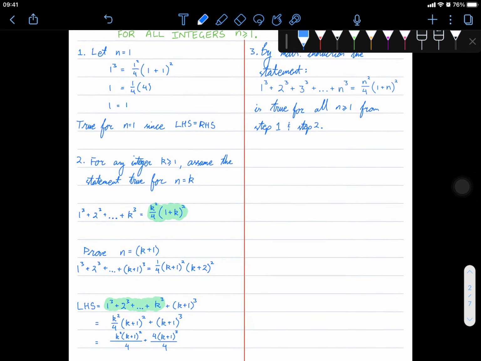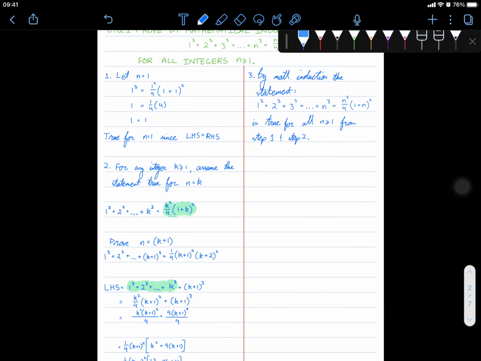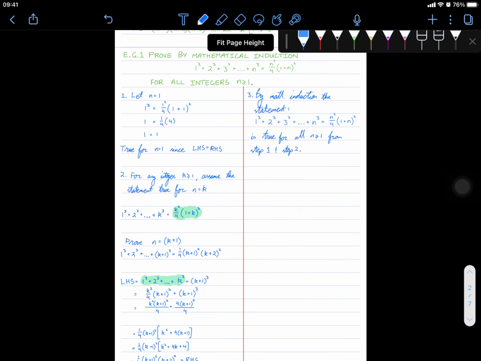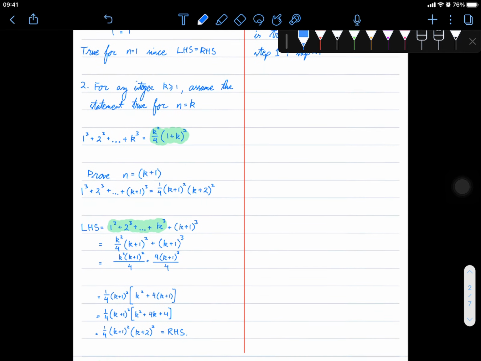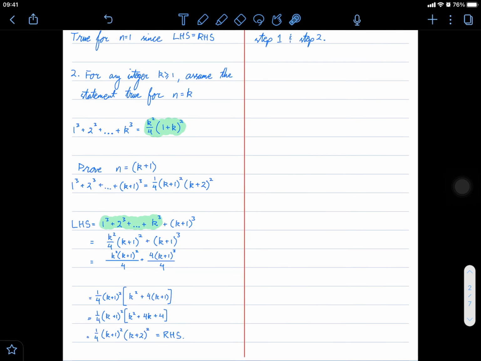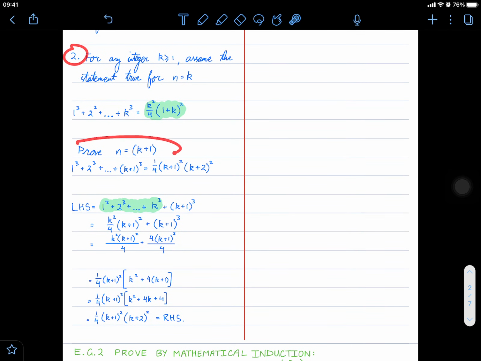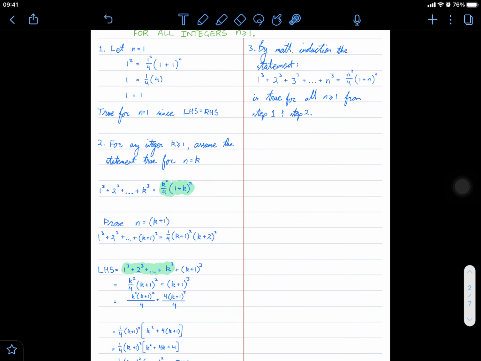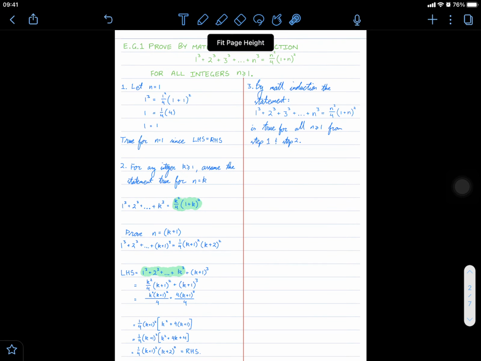So, I hope that gave you an insight into the actual method. And as you've seen, the bulk of the work is actually done in step 2. In particular, in this proving for n is equal to k plus 1. I hope that gave you an insight into the mathematical induction.